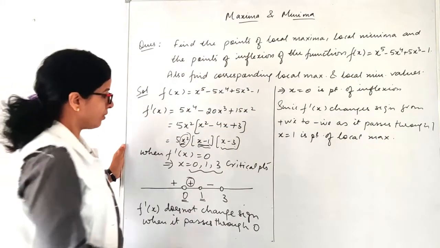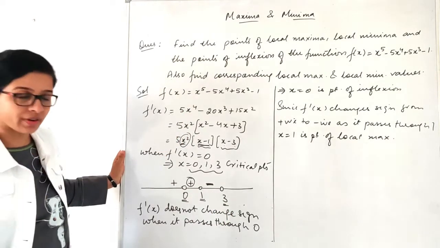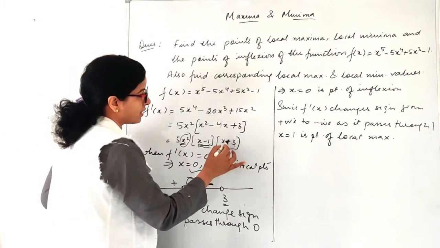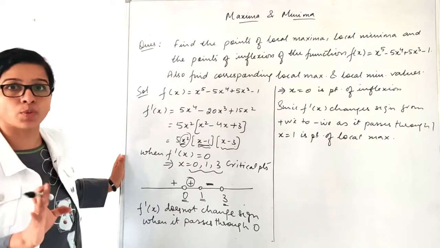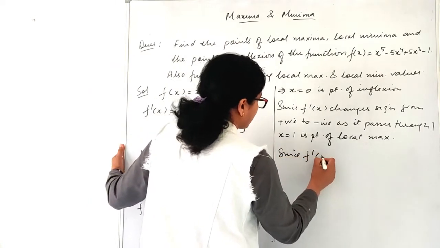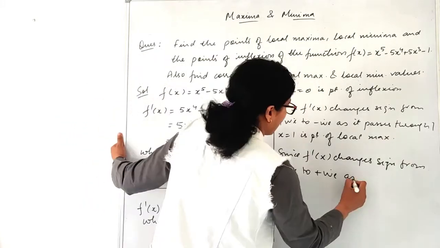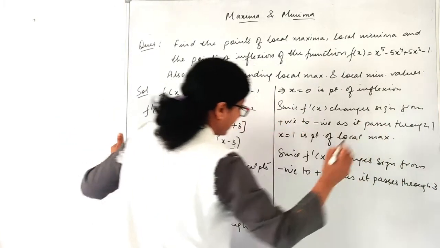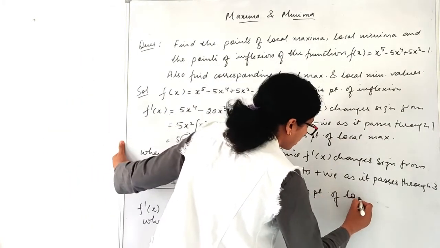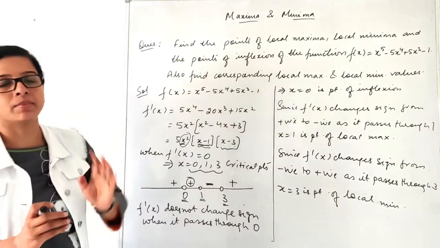Is it clear? Now we have to check for 3. Already we have the minus sign from the left of 3. Now let us check to the right of 3. Substitute 4. 4 minus 1 is 3, positive; 4 minus 3 is 1, positive. Multiplication of two positives is positive. So I am getting positive here. So now in this case, since f dash x changes sign from, look here, negative to positive as it passes through 3, right? This implies x is equal to 3 is a point of local minima. Now they have asked us to find the corresponding local maximum and minimum value, right?